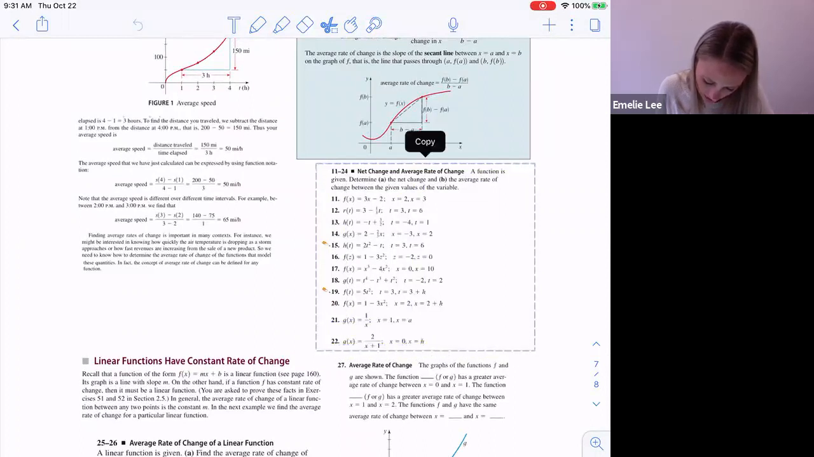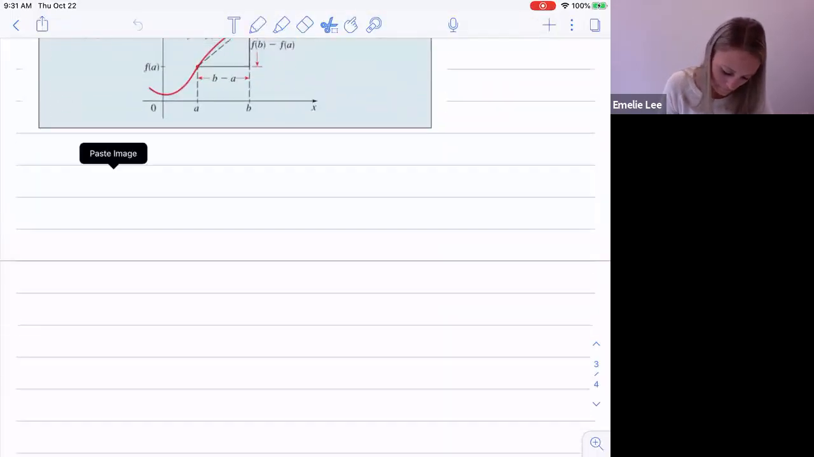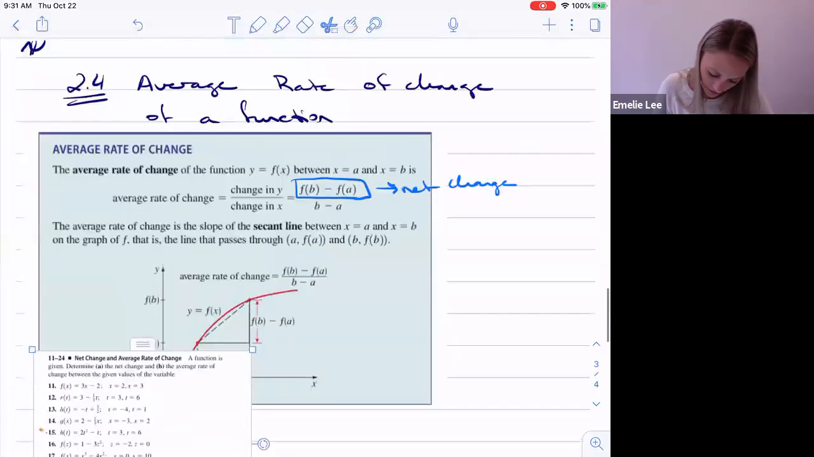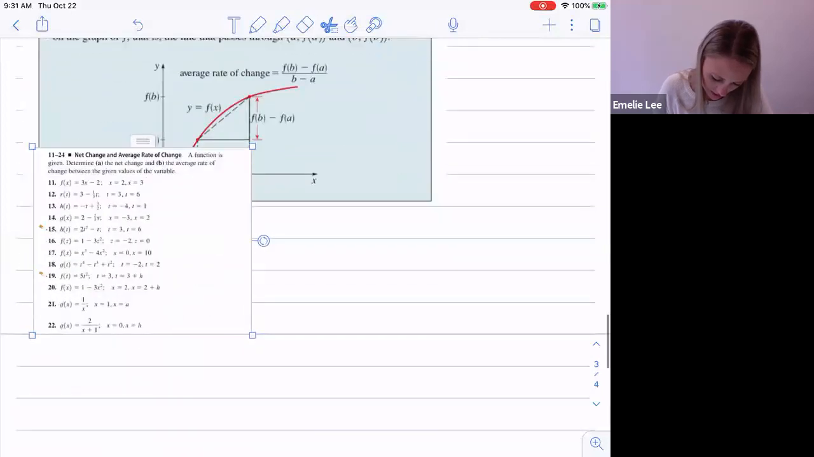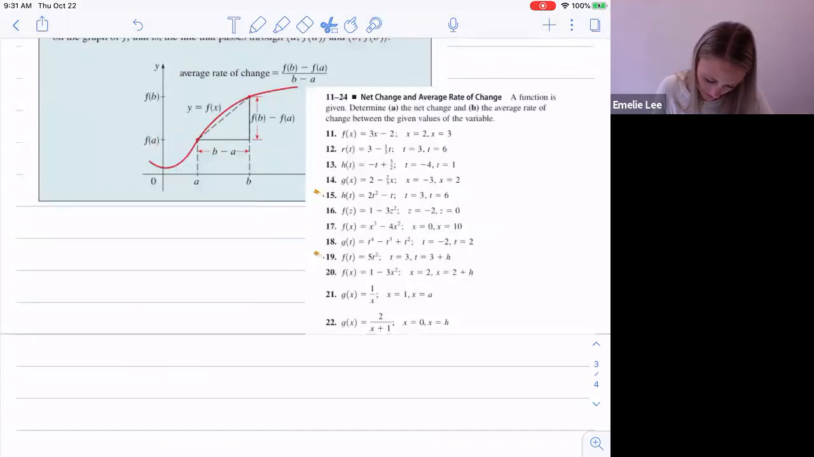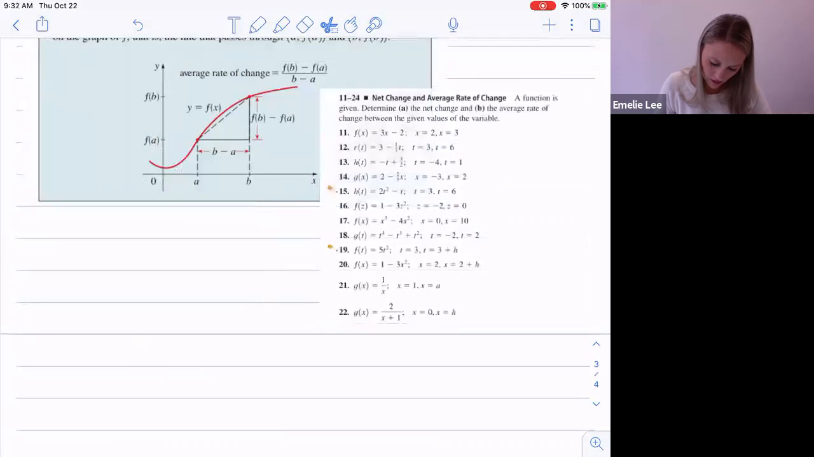Let's do... now I'm running out of room. There. How about that? Okay, so let's do 13 first. It's got a little fraction in it, right?